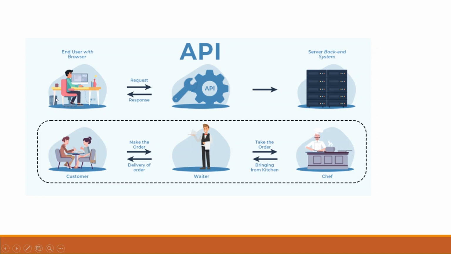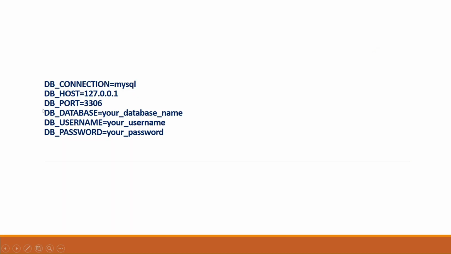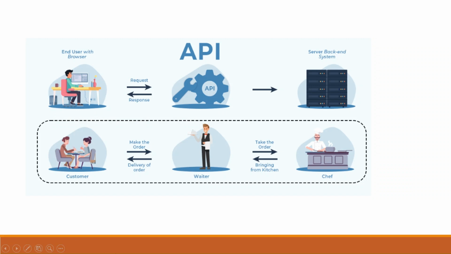Okay, so one more example I'll tell you, guys. Here you can see there is a waiter, here there is a customer, and here there is a chef. So what will the customer do? Will the customer go directly to the chef and say, give me whatever I want? No, right?